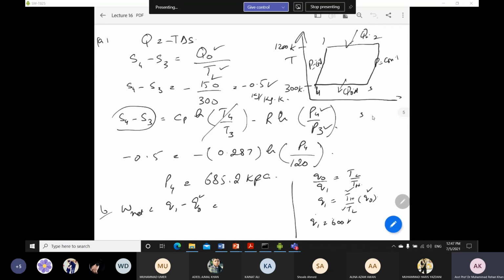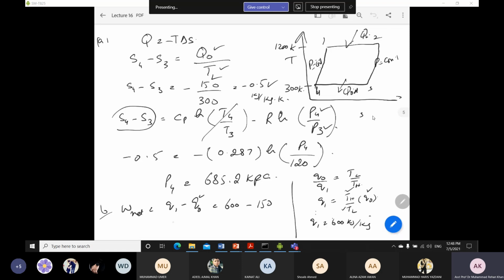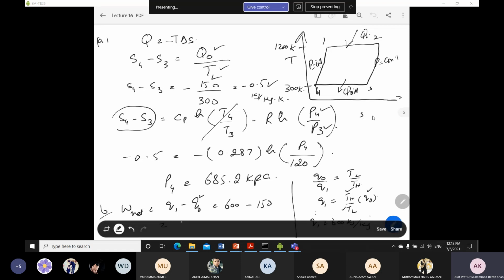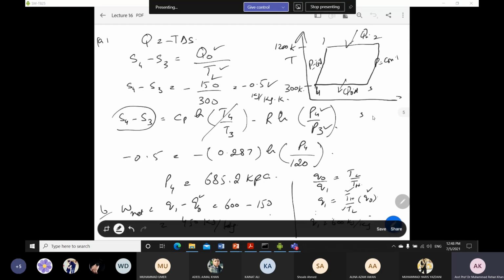600 kilojoule per kg. Now we have the value of Q in with us, so we can simply put the value over there, and Q out is from the question, so 150, and from here we can easily find the W net, which is 450 kilojoule per kg. So this is the solution for your part number B. You have to note it down, then we move towards the next part. If you have any question, you can also ask me.